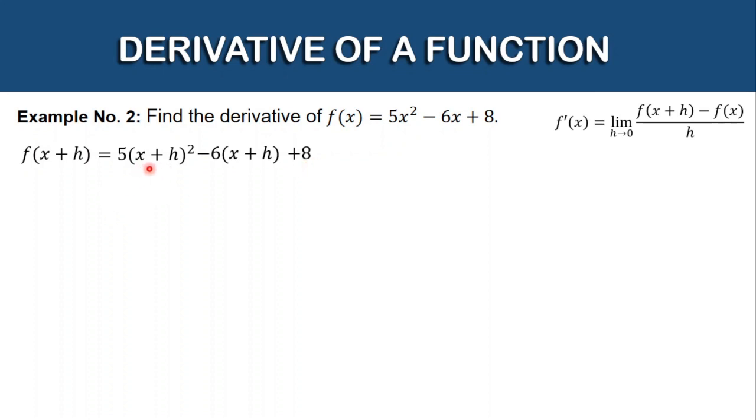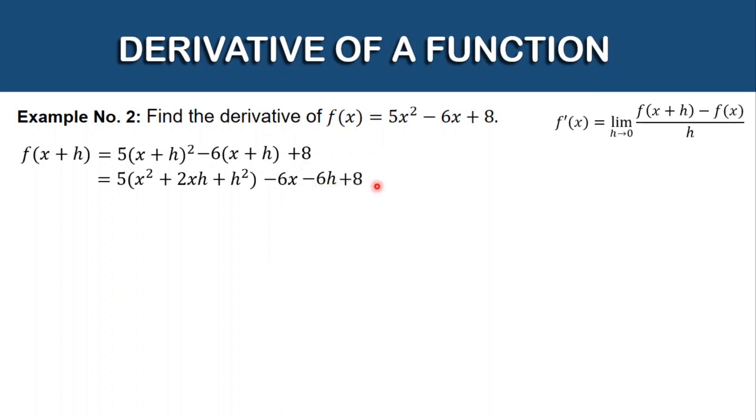Itong part na ito, na-solve na natin siya kanina dun sa first example natin. So, this is 5 times the quantity x squared plus 2xh plus h squared. Then, minus 6x, because 6 times x is 6x. Then, negative 6 times h is negative 6h plus 8.